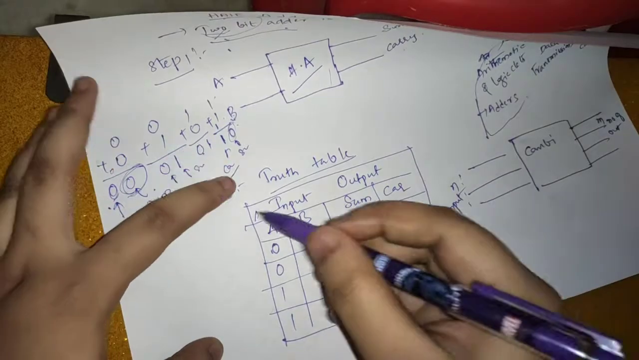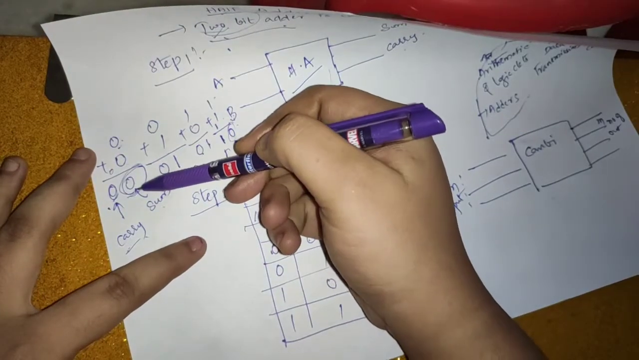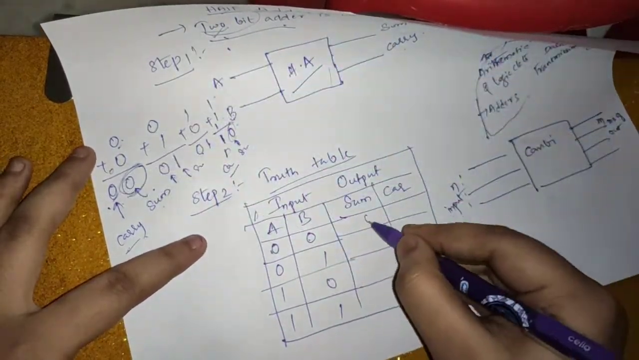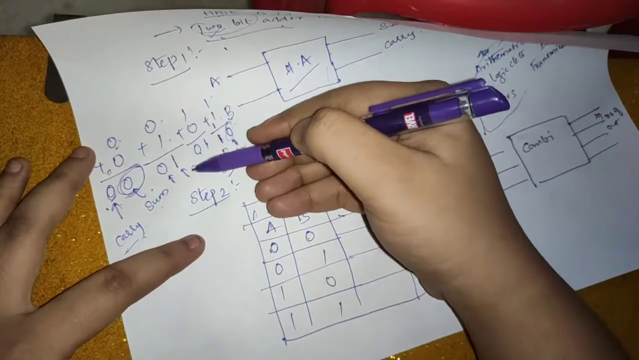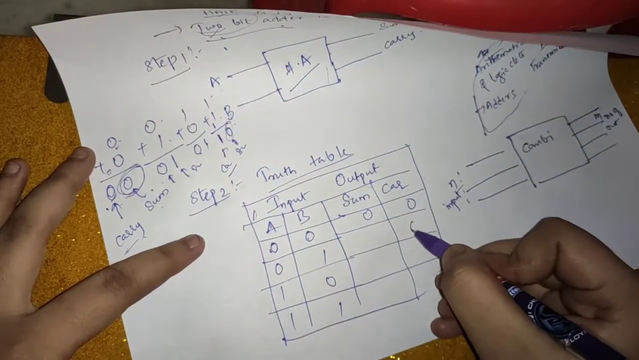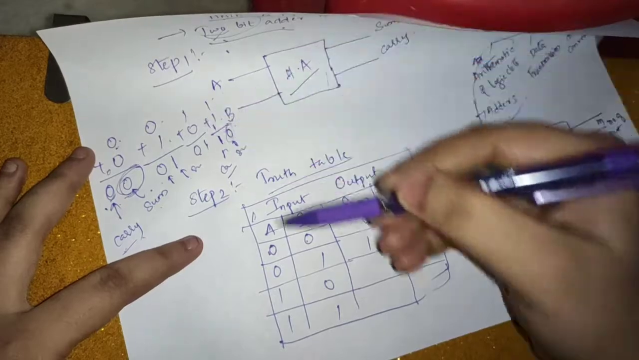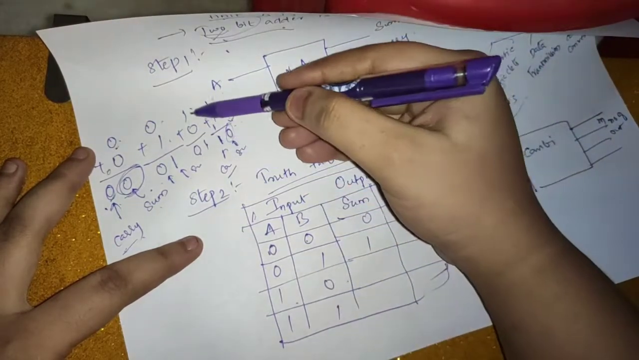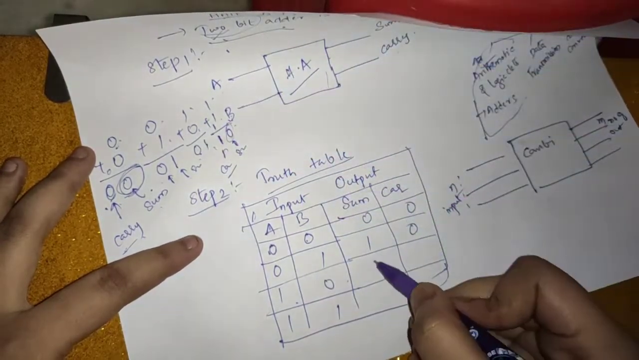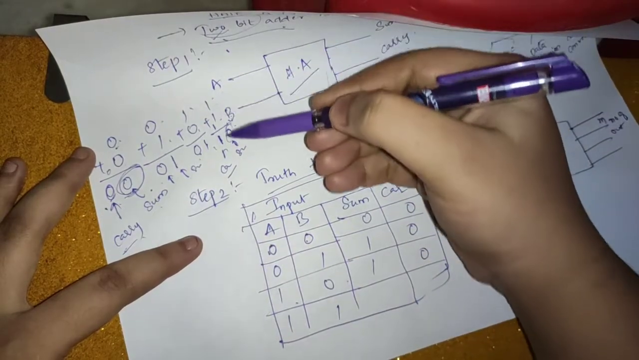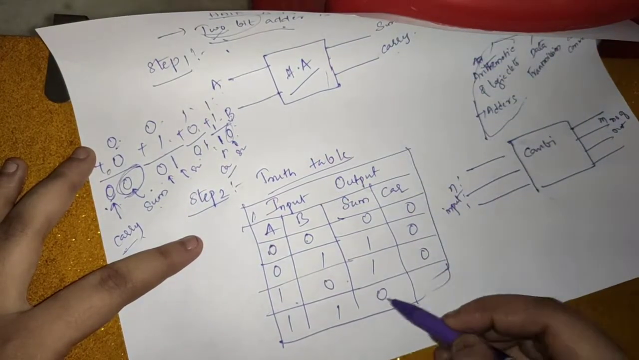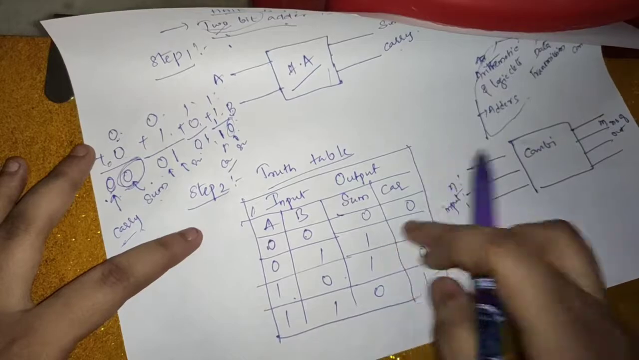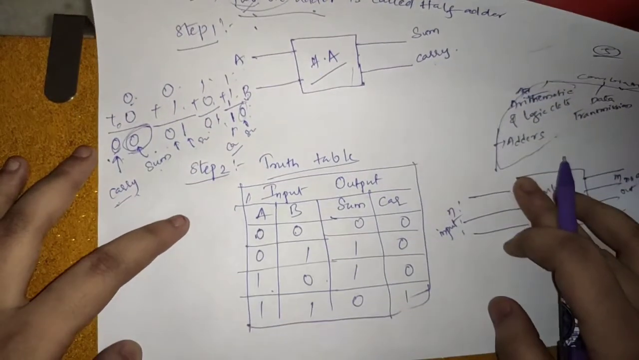For 0 0, here the sum is 0 and the carry is 0, so 0 0. For 0 1, sum is 1, carry is 0, so 0 1. Here for 1 0, the sum is 1, carry is 0. For 1 1, the sum is 0, carry is 1. That's it. This is the truth table for half adder.